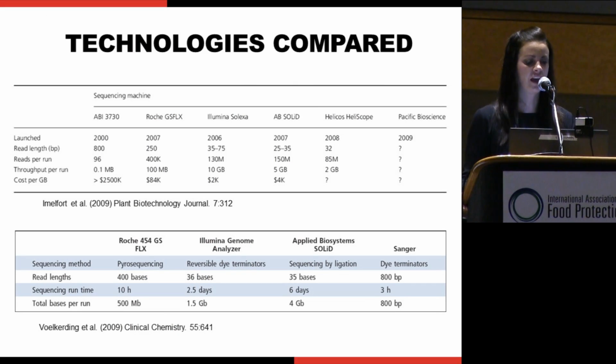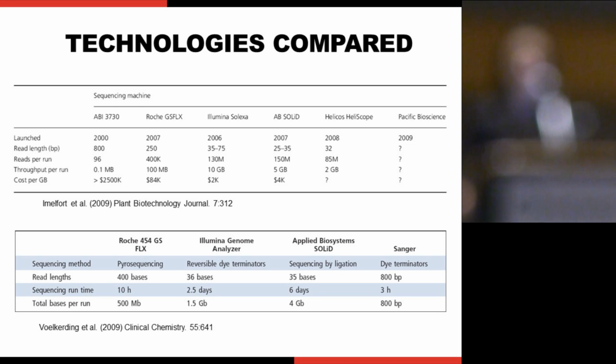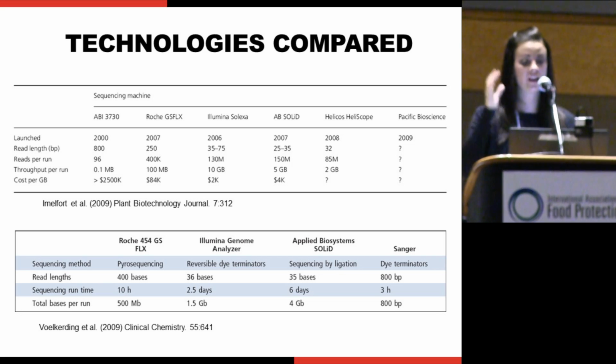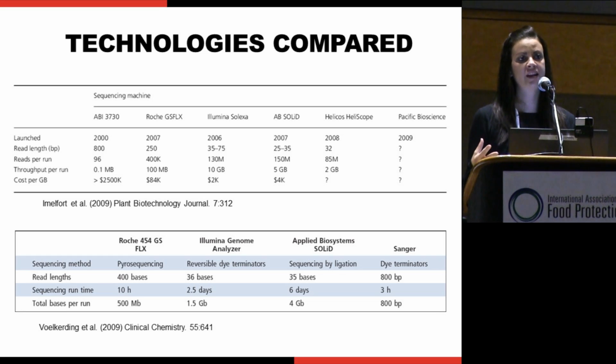So this is just a table to briefly show a comparison of some of the new next generation sequencing methods as they compare to the gold standard Sanger method. The ABI 3730, that's the Sanger sequencing here, and when it was launched, the reads here, and then you can compare that to the different pieces of equipment. You can see the amount of data that you get from next generation sequencing technologies is substantially more than what we could ever do with Sanger sequencing.